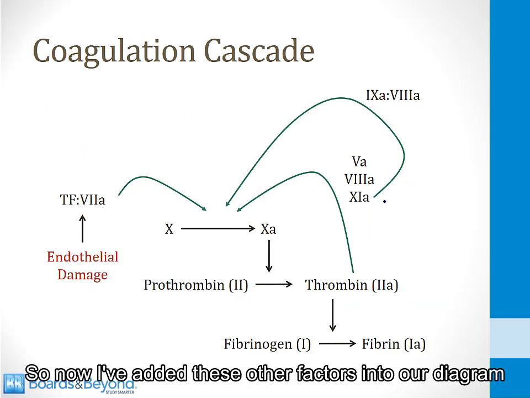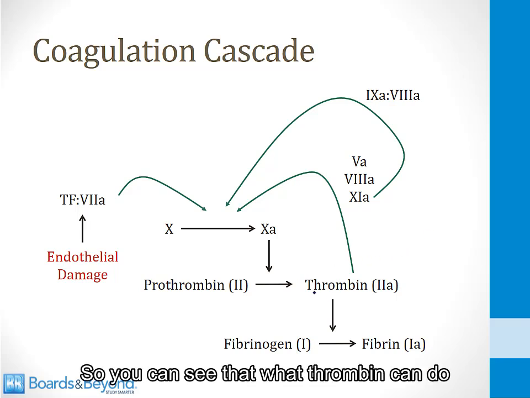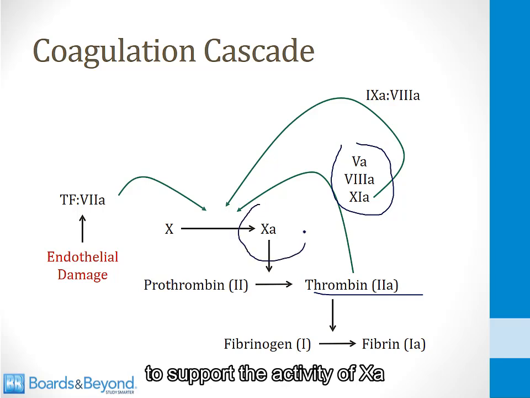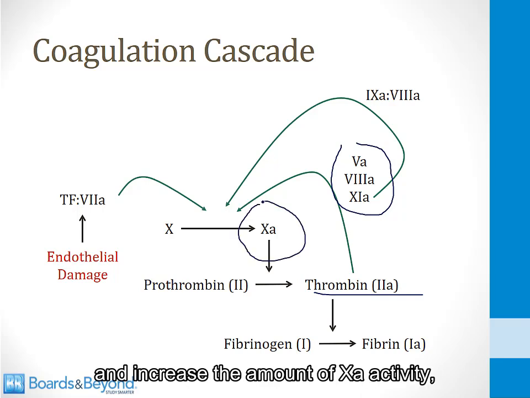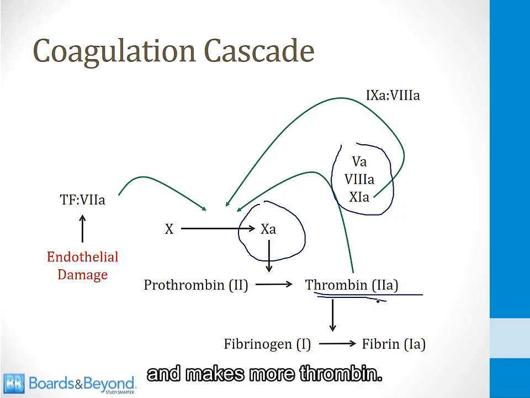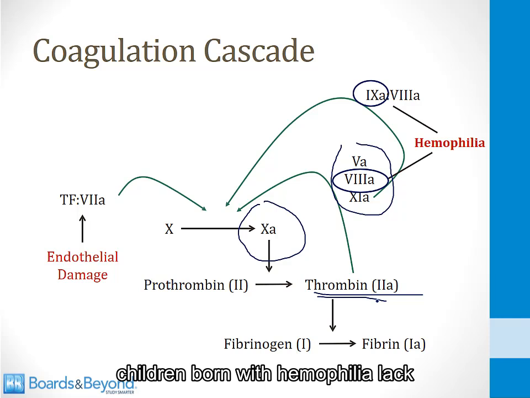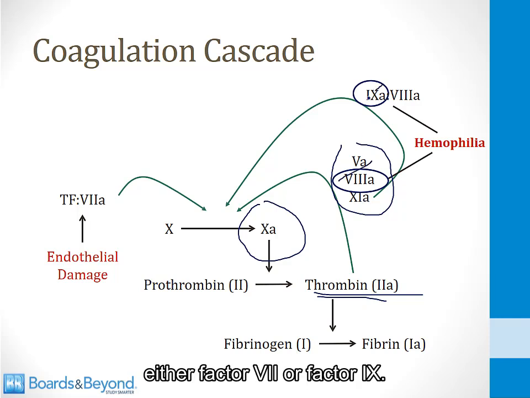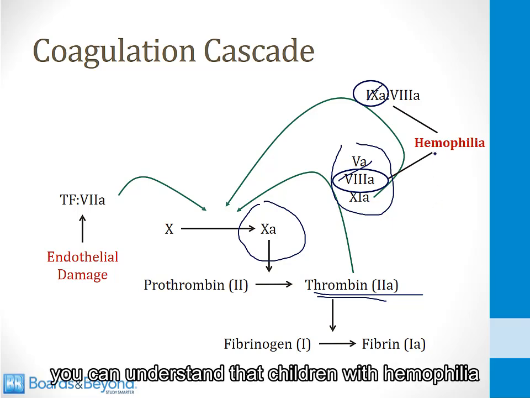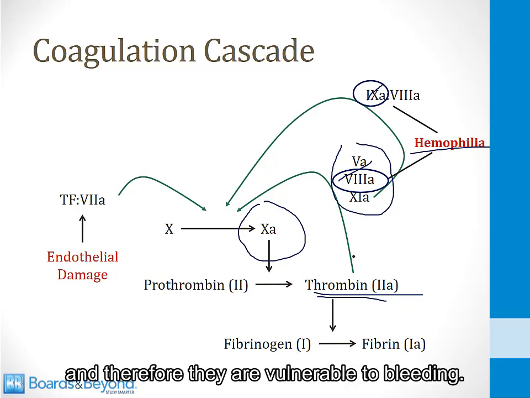So now I've added these other factors into our diagram of the coagulation cascade so you can see that what thrombin can do is activate these factors, and they all go to support the activity of 10A and increase the amount of 10A activity, which therefore ramps up the clotting cascade and makes more thrombin. And there's a clinical tie-in here because, as you may know, children born with hemophilia lack either factor 8 or factor 9. And now that you understand the role of these factors, you can understand that children with hemophilia cannot amplify the clotting cascade, and therefore they are vulnerable to bleeding.